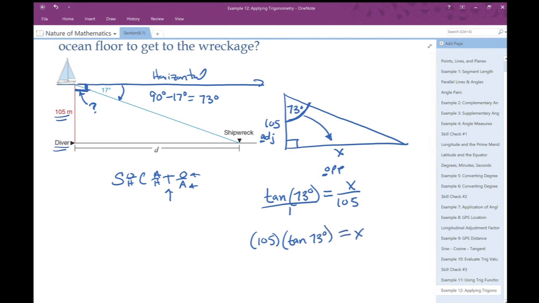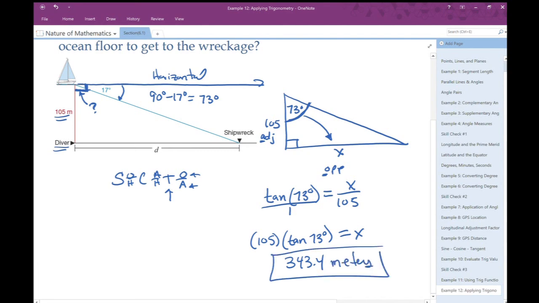Let me get my calculator. 105 times tangent of 73 degrees gives us 343.4. And this was measured in meters. So you can see that a lot of the problem solving involves drawing out figures to help us make sense of the problem, using formulas that we were given.